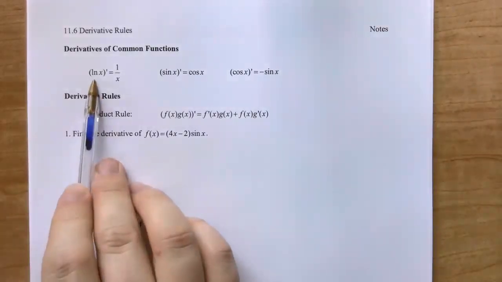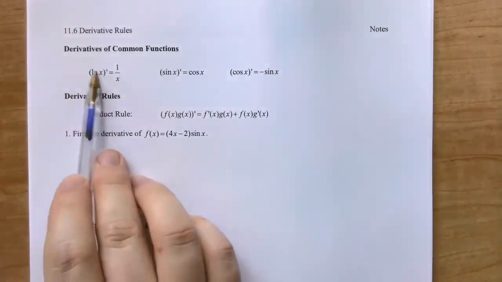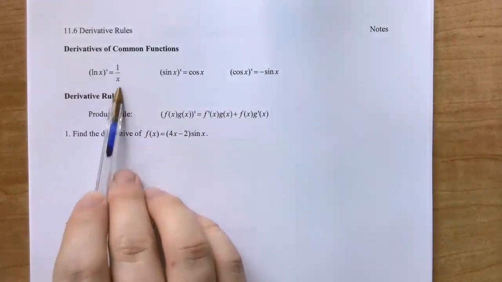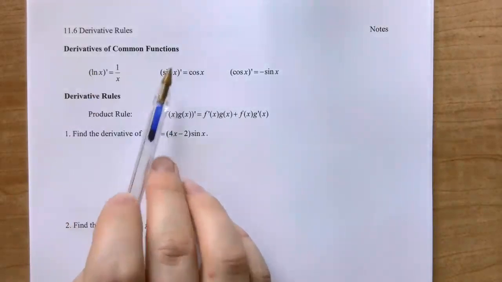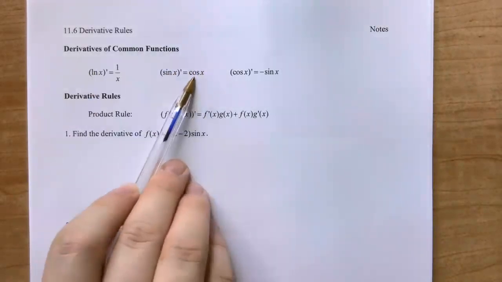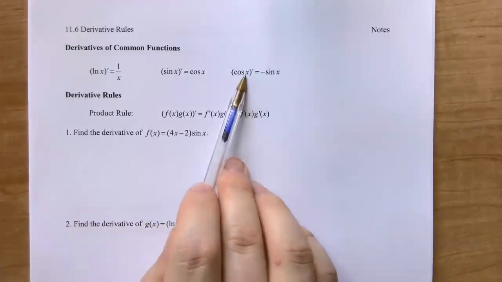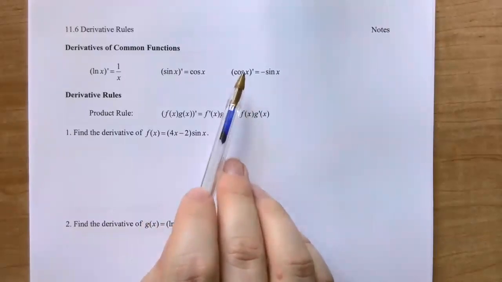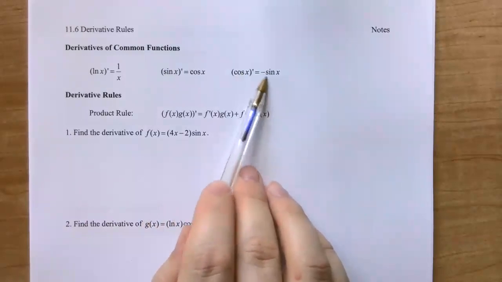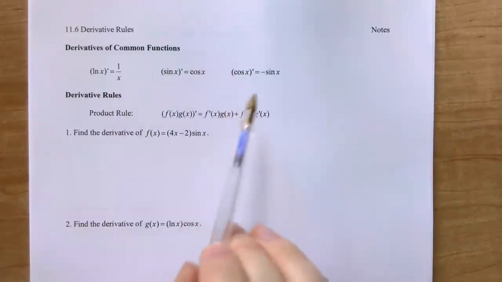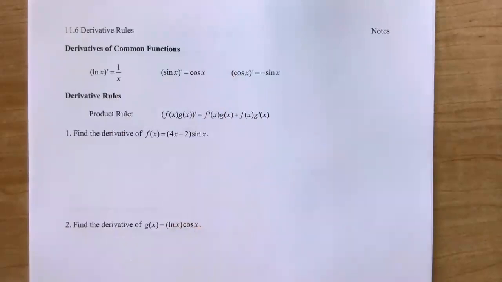If I have the function natural log of x, if I take that function's derivative, it's going to be 1 over x. If I take the trig function sine, its derivative is going to be cosine. And the last one I'm going to introduce today is the derivative of cosine, which is going to be negative sine. We're going to be applying all three of these new derivatives in addition to the polynomial derivative shortcut that we learned in the previous video.